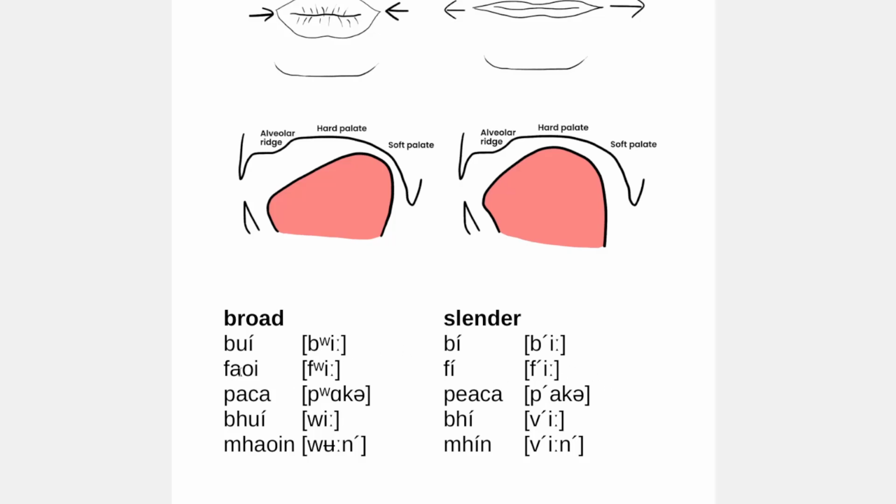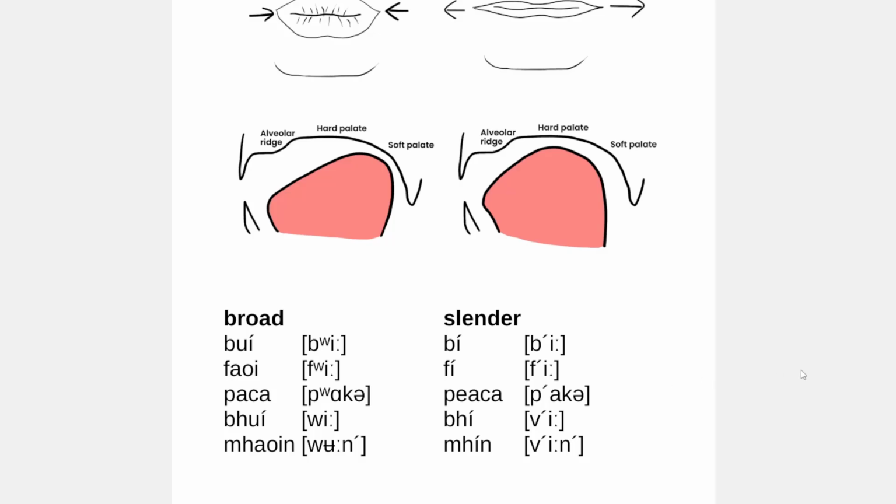And you'll notice with the F and with the BH and MH, these aren't exactly the same as English F and V, which are pronounced with the top lip touching the bottom teeth, but traditionally in Irish, these are pronounced with the two lips only, and the bottom teeth aren't involved at all.